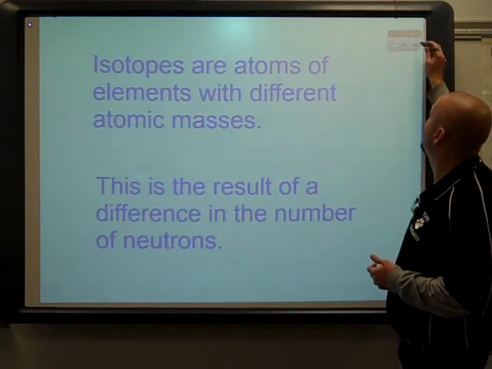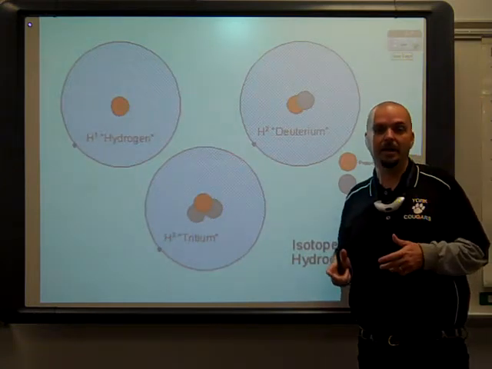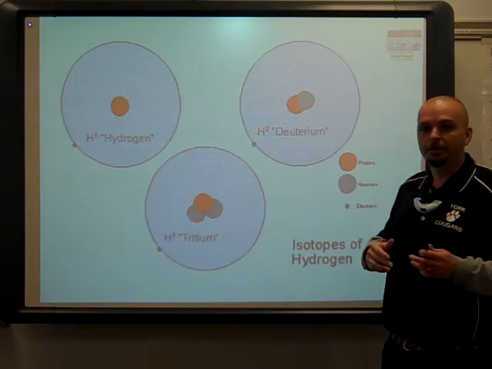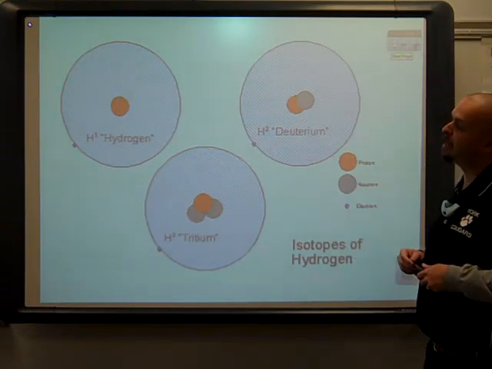It's kind of like people. Some people are really skinny and really light. Some people are average. Some people are larger than average. They're all still people, though. We'll take a look at a couple of examples.